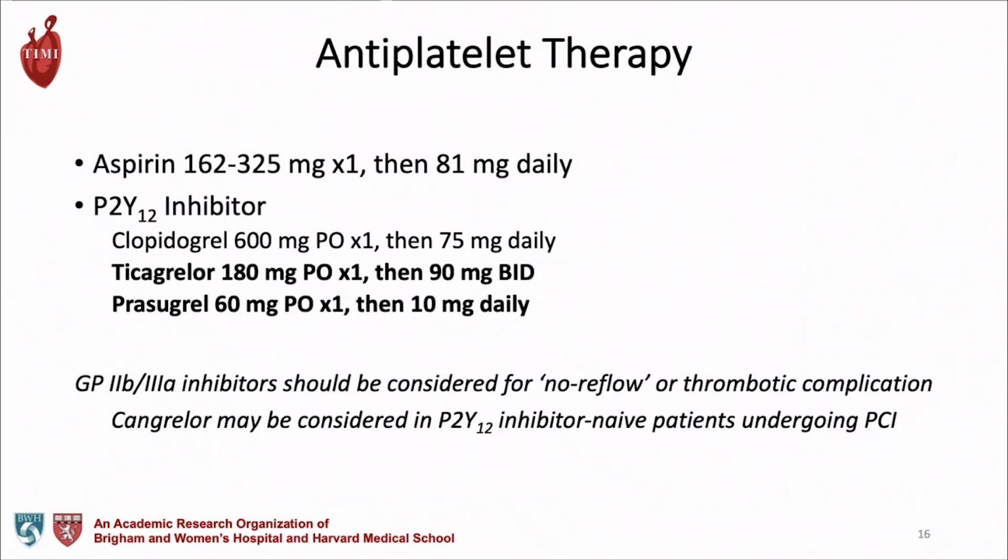So beginning with antiplatelet therapy, the backbone of antiplatelet therapy remains aspirin. When a patient has a suspected acute coronary syndrome, it's critical to start them on aspirin with a loading dose of between 162 and 325 milligrams. And then patients are continued on a dose of 81 milligrams thereafter.